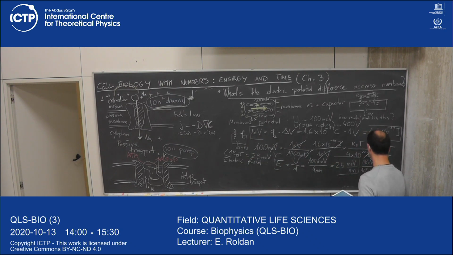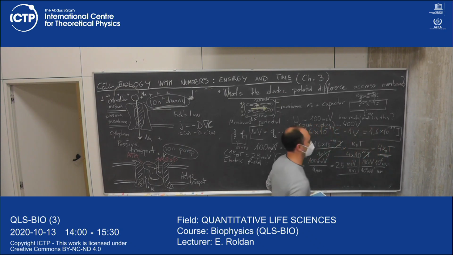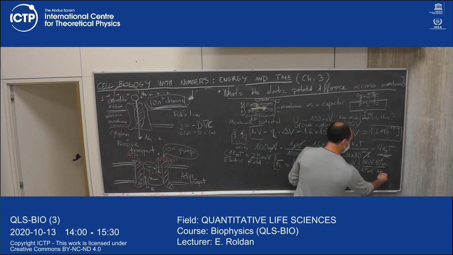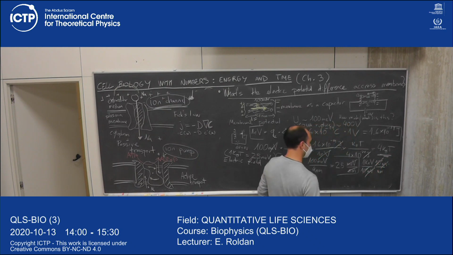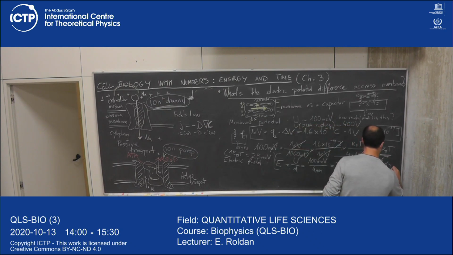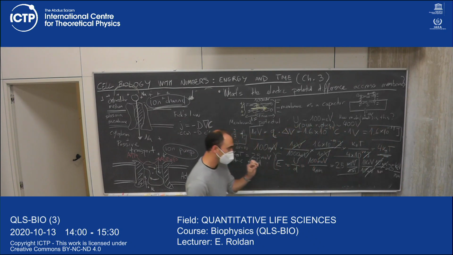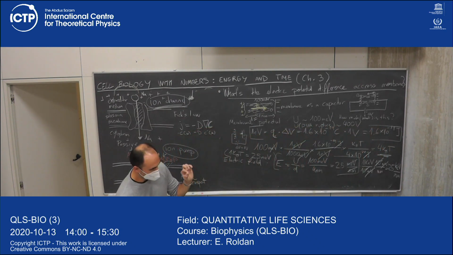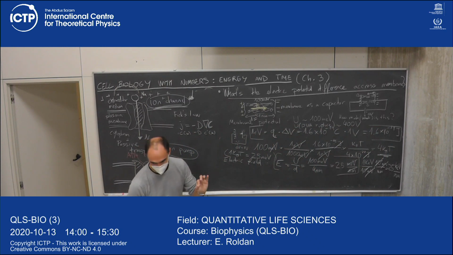So 1 millimeter is 10 to the 6 nanometers. Okay, these two go with each other, and 10 to the 6 goes to 10 to the 6. So I also have 25 kiloelectron volts per millimeter. It means per millimeter of membrane, I have 25,000 volts. This is really a lot.